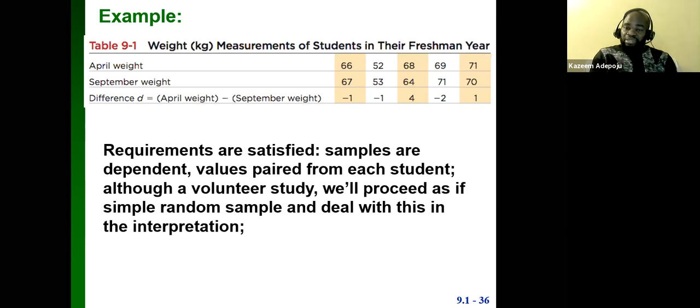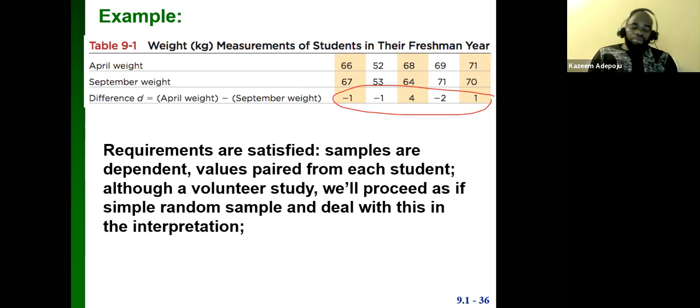minus September weight, okay? April weight minus September weight, so subtracting now, 66 minus 67 is going to be minus 1, and 52 minus 53 is going to be minus 1, or 68 minus 64 is going to be 4, and 69 minus 71 is actually going to be minus 2, and 71 minus 70 is going to be 1. Okay, that is the difference. So this is a D, that is the difference that we talk about.